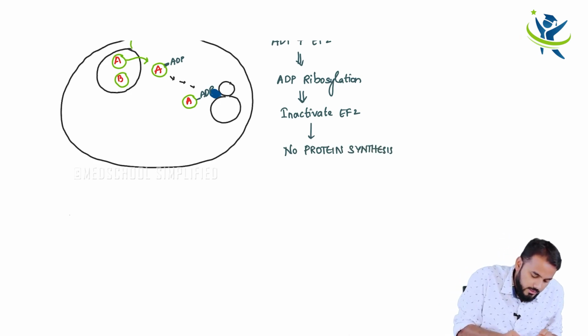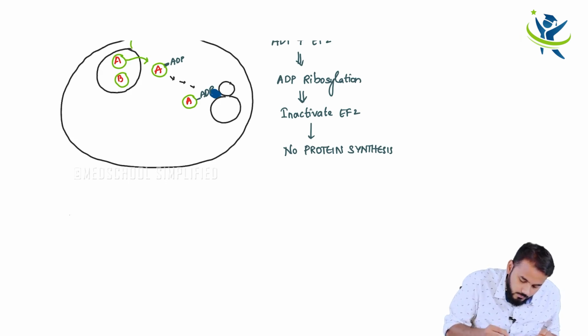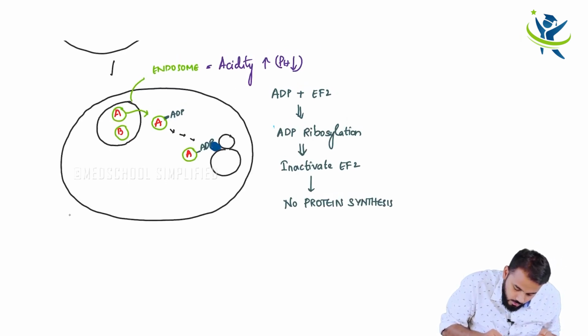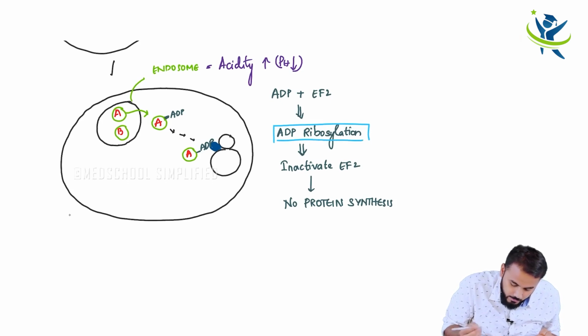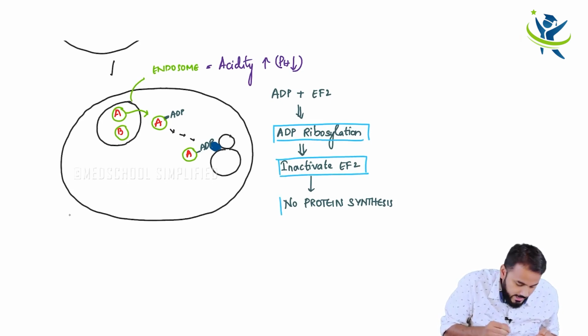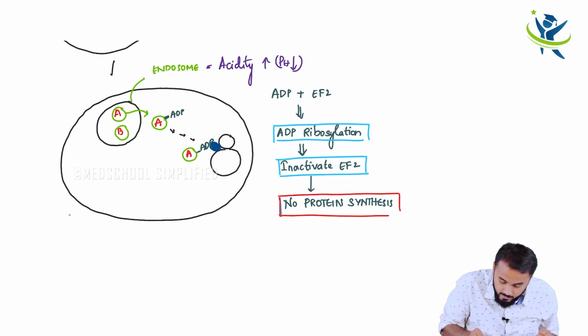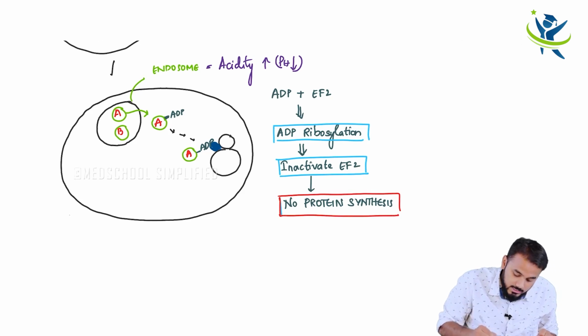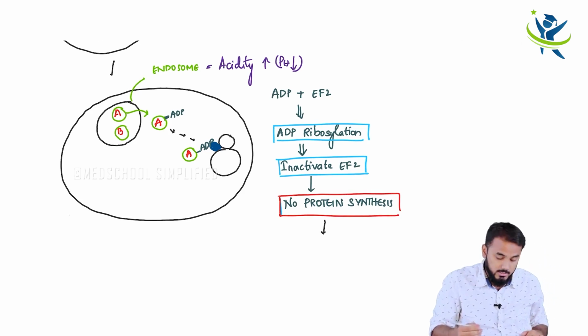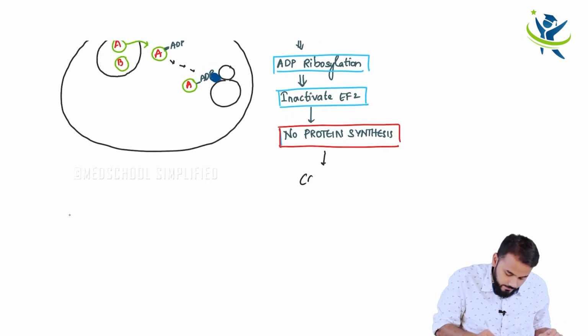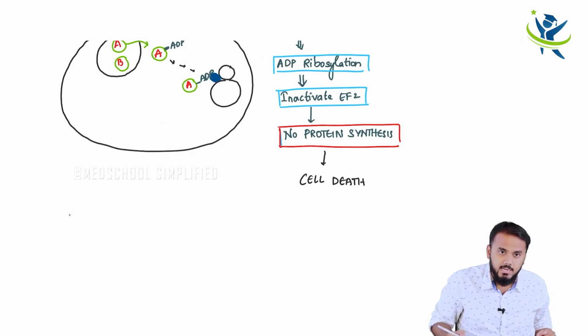There will be no further protein synthesis. So this process is called ADP ribosylation, which caused inactivation of EF2, and that resulted in what? That resulted in no protein synthesis. And what will happen when there is no protein synthesis? The cell will die. There will be cell death.